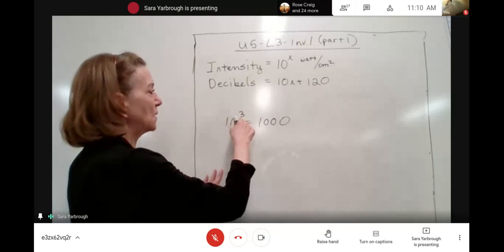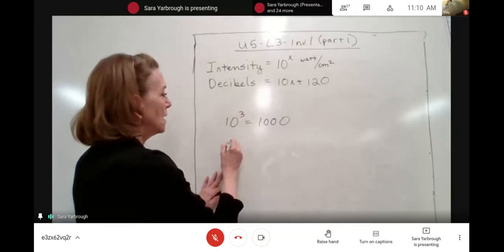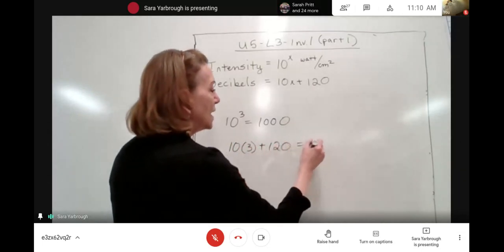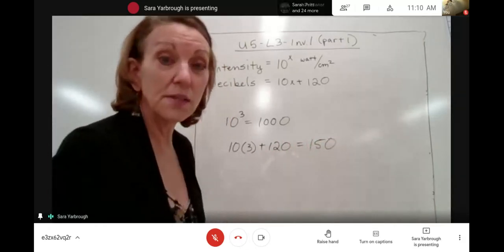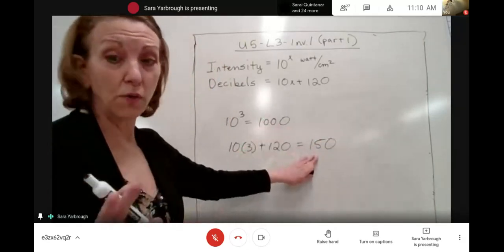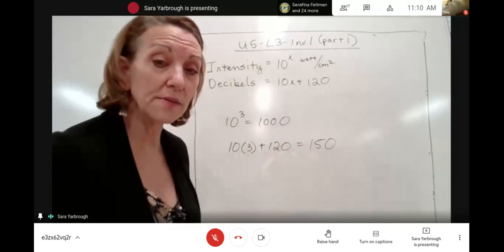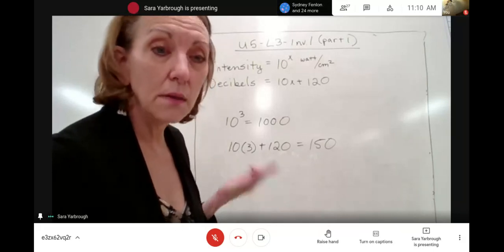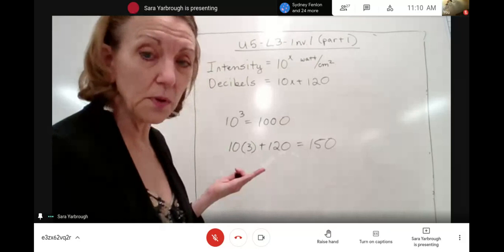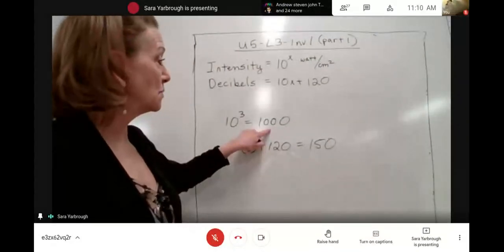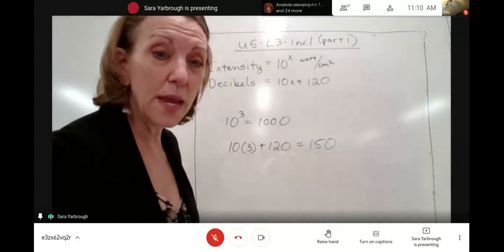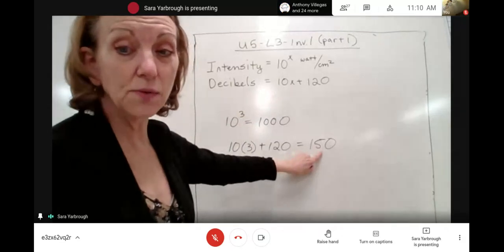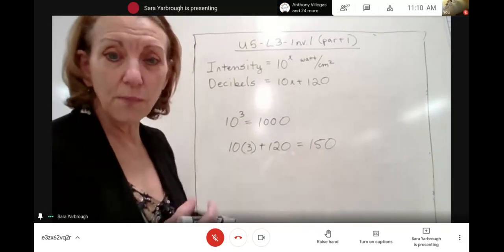Now, if I take that exponent, 3, and plug it in here, 10 times 3 plus 120, that equals 150. These are not supposed to be equal to each other. They're not. It's just two different ways of measuring sound. So a military rifle has 1,000 watts per square centimeter in terms of sound, and if I take that 3 and plug it into this equation, it calculates the 150 decibels, which is the relative intensity of a military rifle.